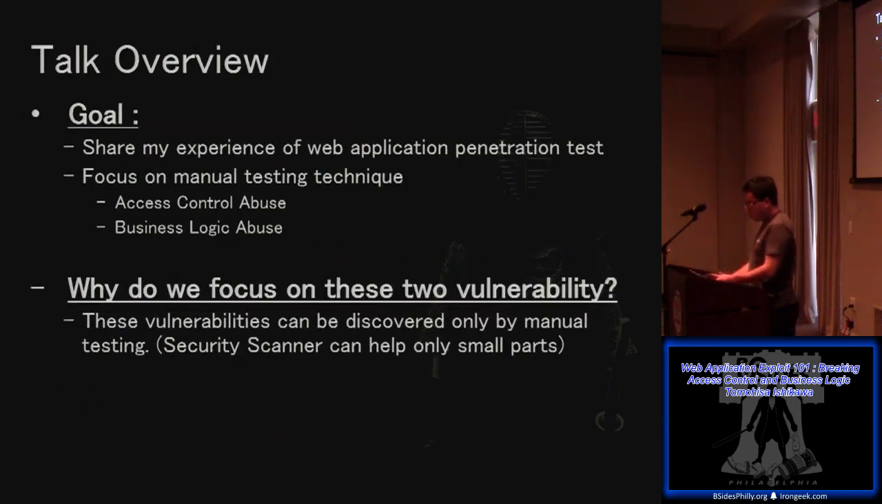So today's talk overview is, first of all, the goal. What is the goal? The goal is to share my experience of web application penetration tests, especially focusing on access control abuse and business logic. The reason why I focus on these vulnerabilities is that they can only be discovered by manual testing. So what does it mean? There are a number of security scanners, such as WebApp Spider, or WebInspect, or AppScan, but still, when it comes to finding access control vulnerabilities, they only help in some particular, small parts. That is why I'd like to share how to find these vulnerabilities by manual testing. This is the goal of my presentation.